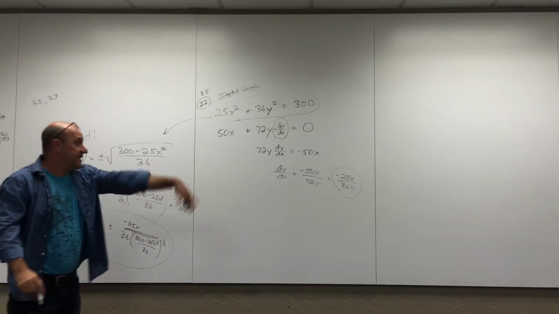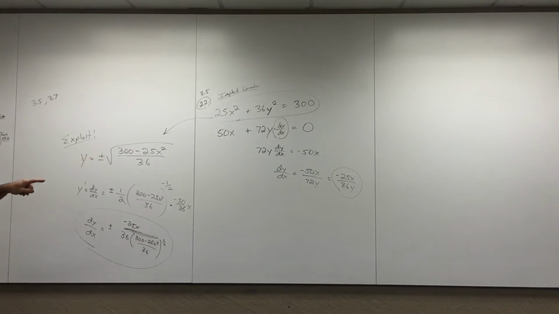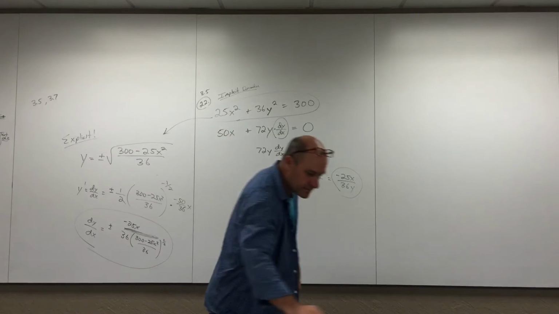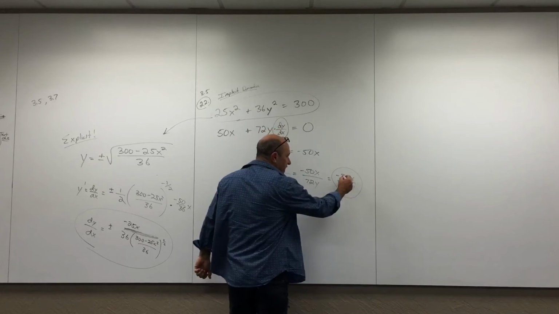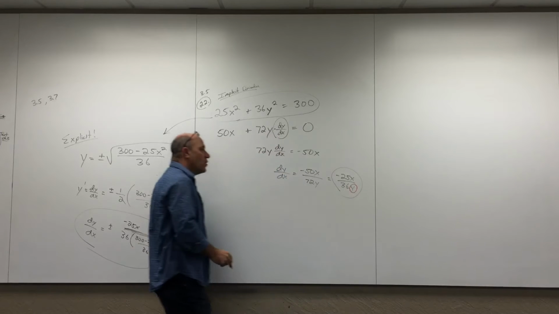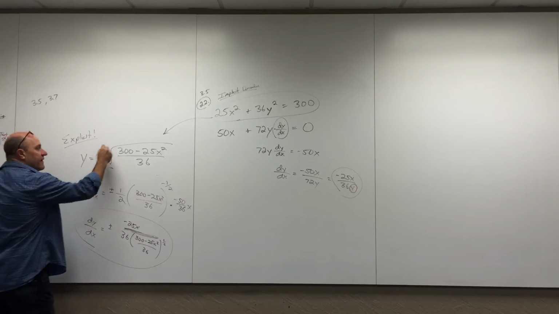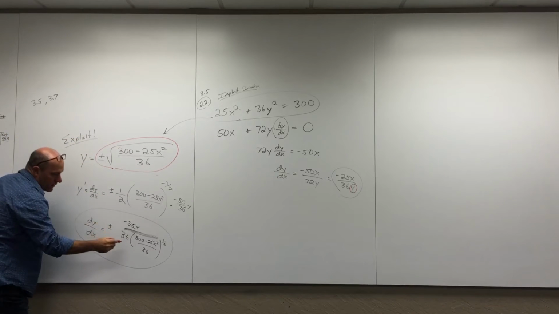I already did this thing implicitly. Guess what? They're the same. And how do you tell they're the same? This is negative 25x over 36 times y. Over here, what is y? That right there. That's y.